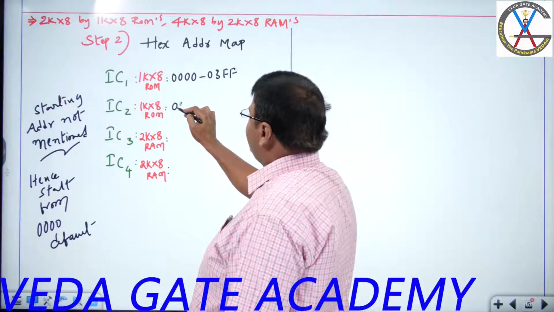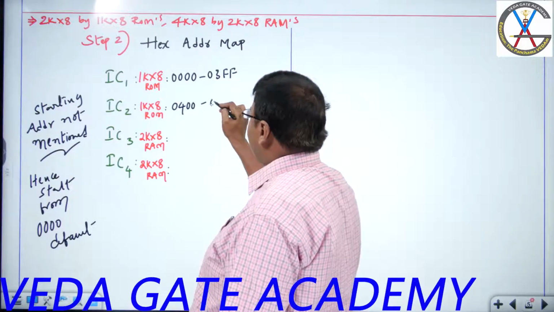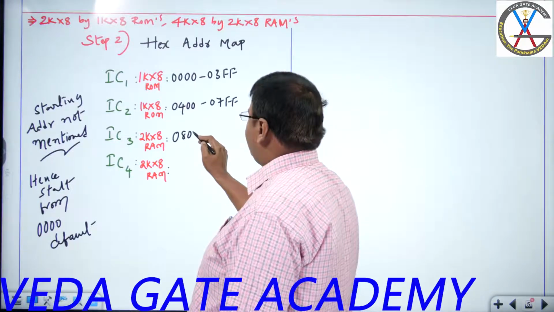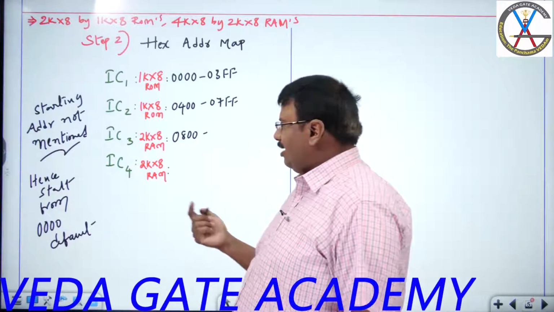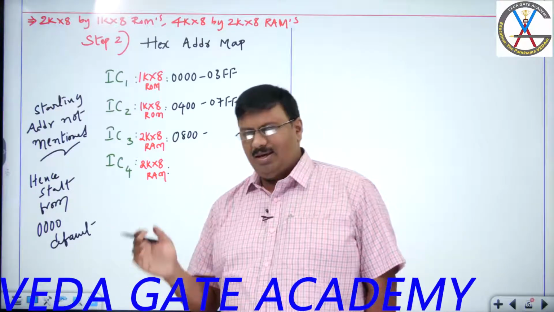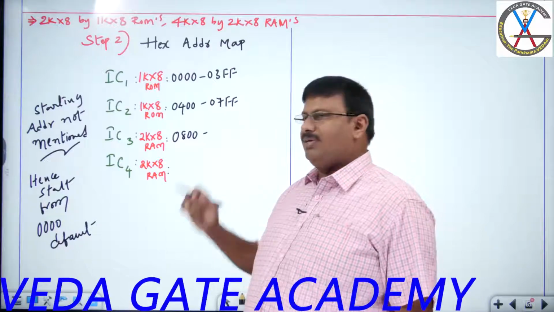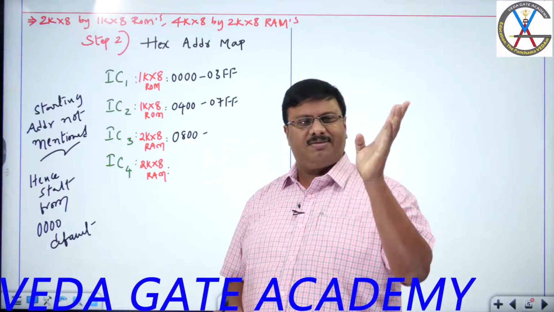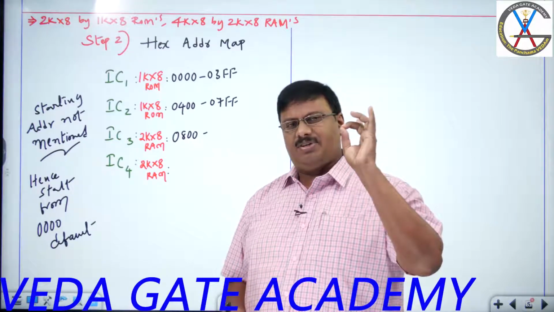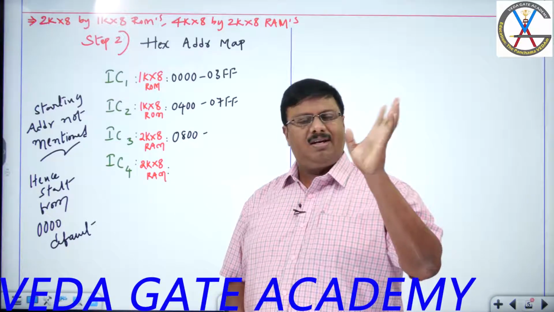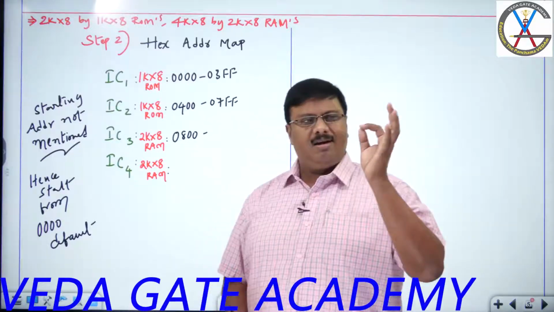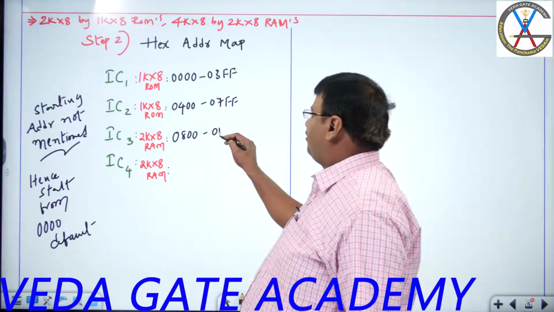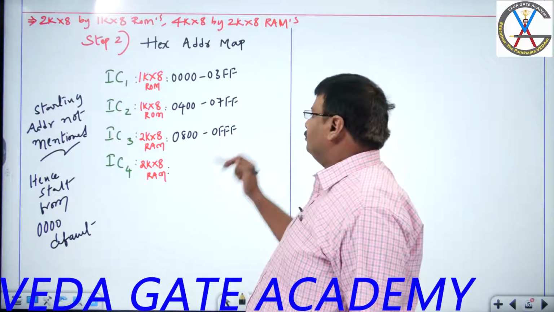Next. 0400 continuation, another 1K. 07FF. 0800 continuation, now 2K. 2K means 8 pages. So 0800, 8 to 8F, 9 to 9F, A to AF, B to BF, C to CF, D to DF, E to EF, F to FF. I repeat, 8 pages, 8, 9, A, B, C, D, E, F, 8 pages. So the last one is 0FFF. 2K. Continuation.